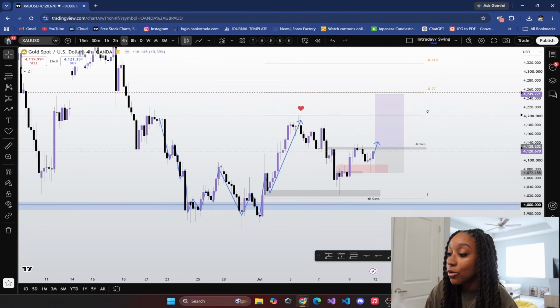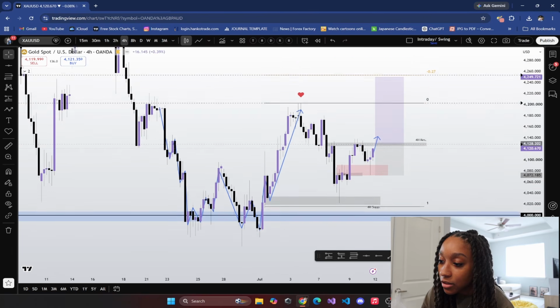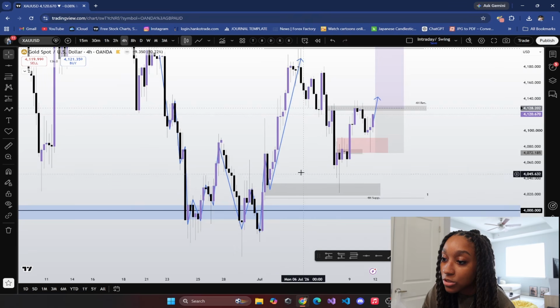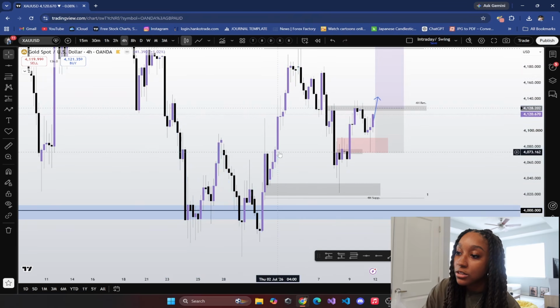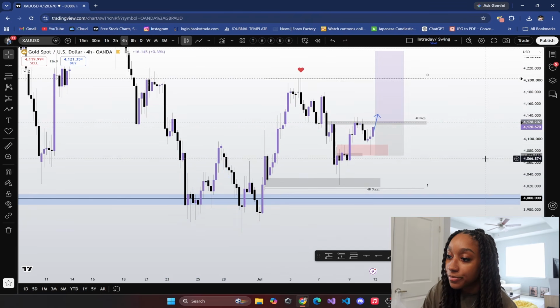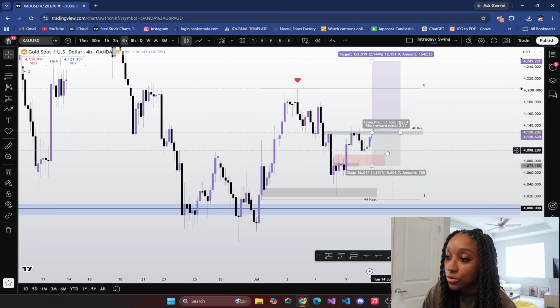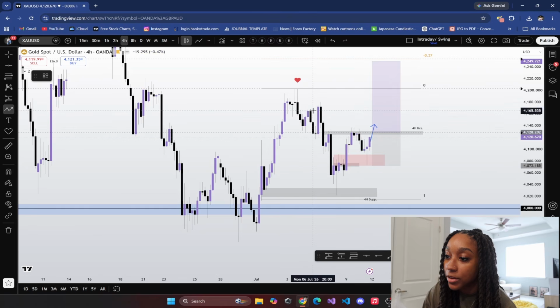However, notice how while we did react to sellers, what did we not break? We did not break 4-hour support. We still respected 4-hour support. So 4-hour support is still holding up very strong, right? We do have some internal structure in here, right? So this 4-hour internal structure is bearish. So you see that we're making lower low, lower high, lower low.